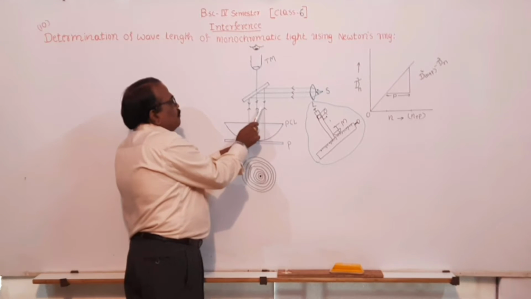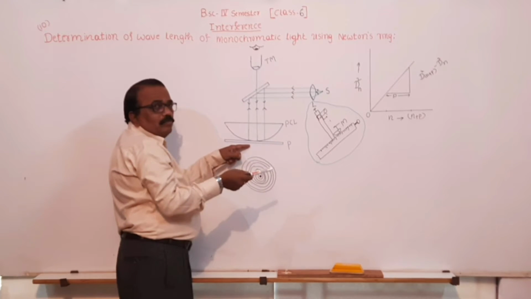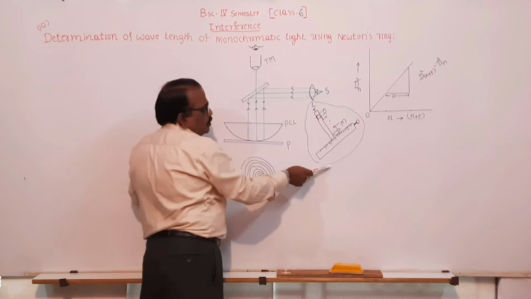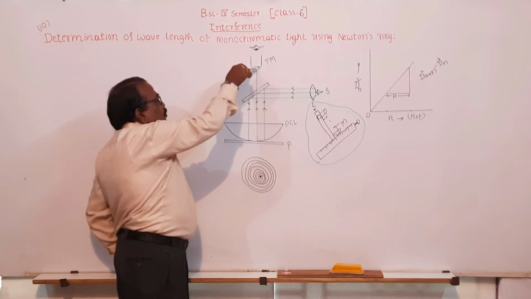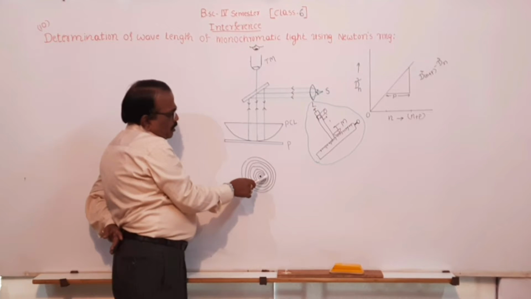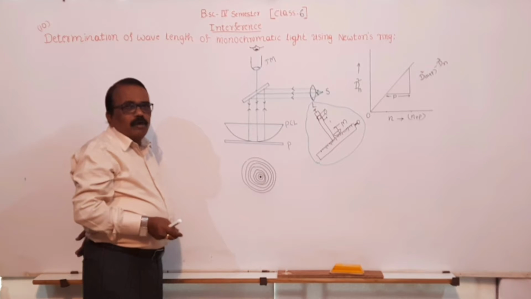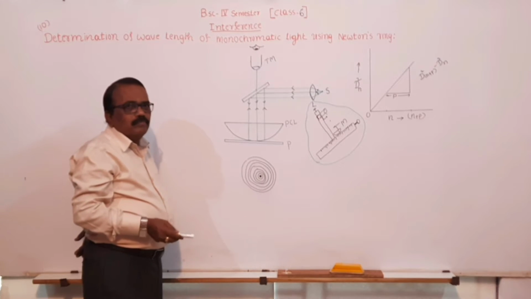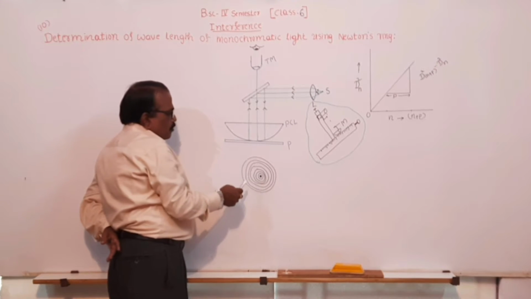And if this reflected light is observed through the travelling microscope, to recollect your memory, I have shown the travelling microscope here, through the travelling microscope concentric dark and bright rings are observed. They are called Newton's rings. At the center there is a dark ring.